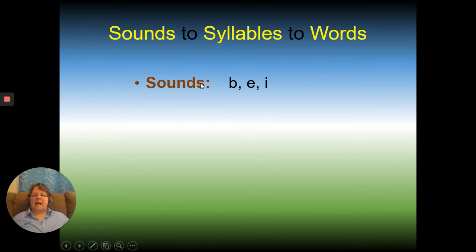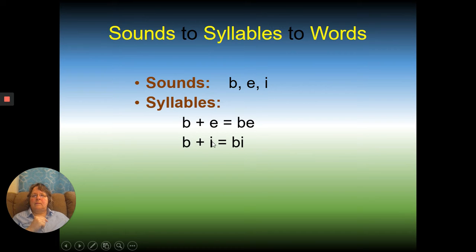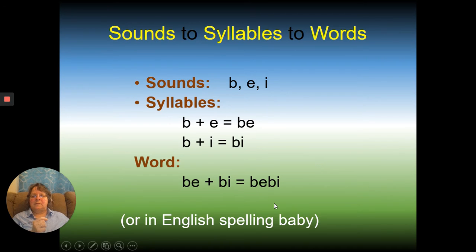So, for example, we have the sounds B, A, E. Now, if you're an English speaker, you say, no, that's an E and that's an I. But we're going to be using the phonetics. This is the phonetic symbol and the phonetic sound that goes with it. So B, A, E. And then we're going to have syllables with those. B plus A equals bay. B plus E equals bee. And then you add those syllables together, and you get baby.